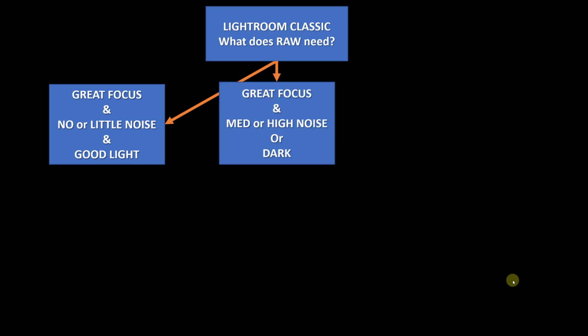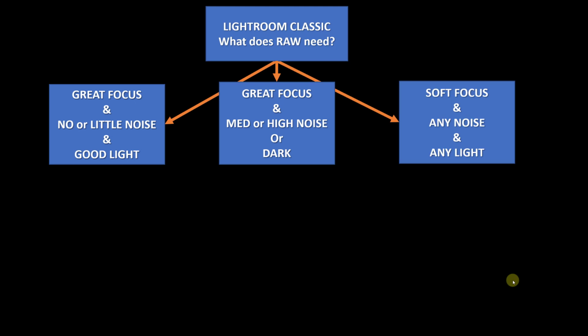The second bucket are images that have great focus, but are going to have medium or high noise, or perhaps the image is dark. Maybe it's taken in the early hours and I need to be able to open the shadows, and there's a lot of noise in the shadows usually. Or perhaps I took that image indoors, like in a cathedral or church, an old building, some ruins, and I want to be able again to open the shadows. Moderate to high noise or dark. And the last bin for me are images in which I don't have a great focus.